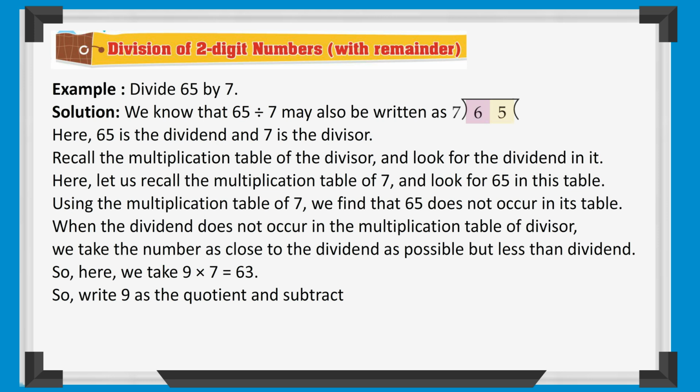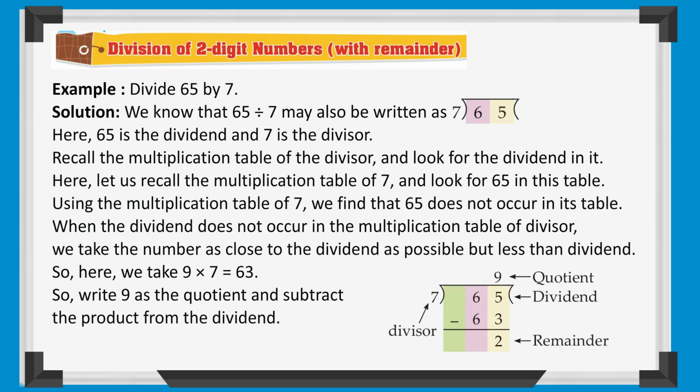So write 9 as the quotient and subtract the product from the dividend. So we get quotient equals 9 and remainder equals 2.